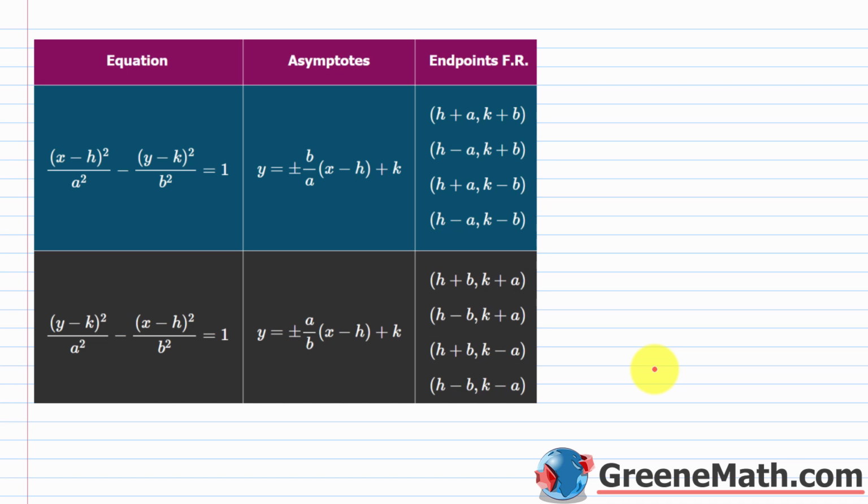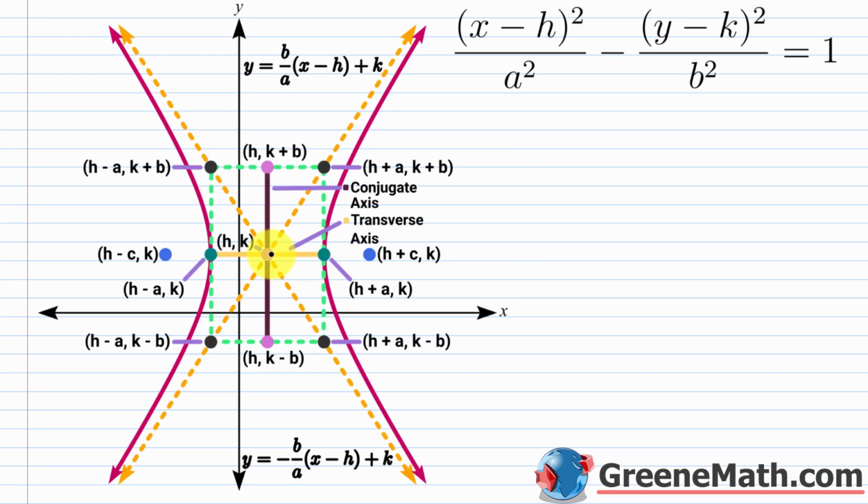All right, let's talk about the fundamental rectangle in each case. In the situation where it's a horizontal hyperbola, from the center, you're going a units to the right and b units up. So this is h plus a comma k plus b. From the center, you're going a units to the left and b units up. So h minus a comma k plus b. From the center, you're going a units to the right and b units down. So it's h plus a comma k minus b. From the center, you're going a units to the left and b units down. So h minus a comma k minus b.